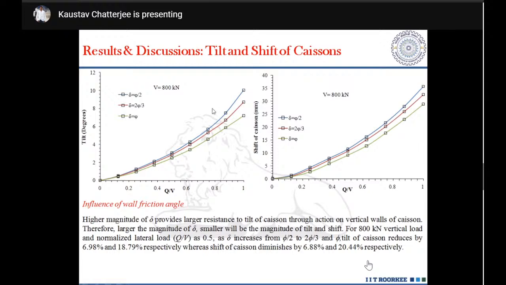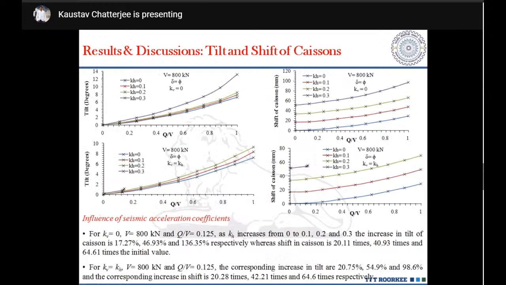Next, if we increase the value of the soil wall friction angle, that is delta, the magnitude of tilt and shift will be reduced, because it provides resistance to tilting of caissons through action on the vertical wall of the caissons. So for a case when Q by V ratio is 0.5 and 800 kN vertical loading, as delta increases from 5 by 2 to 5, the tilt reduces by 18%, whereas shift reduces by 20%. It has been observed.